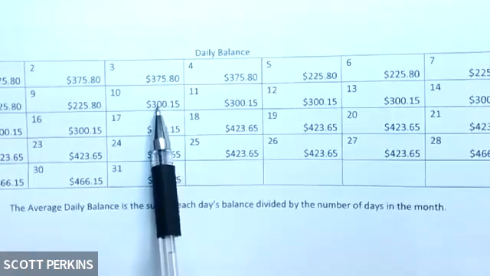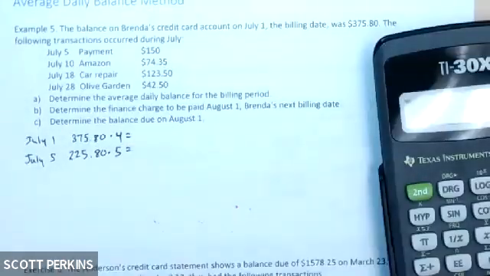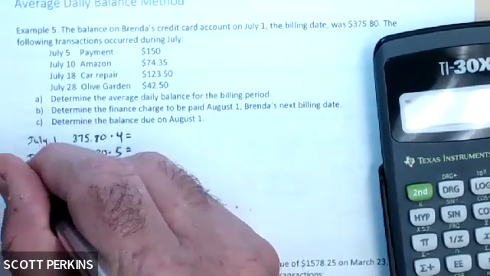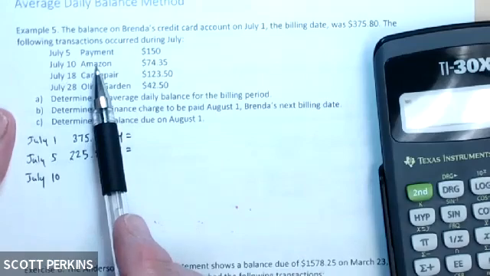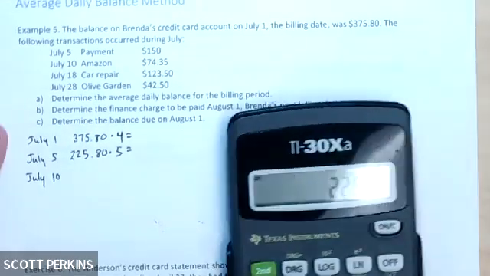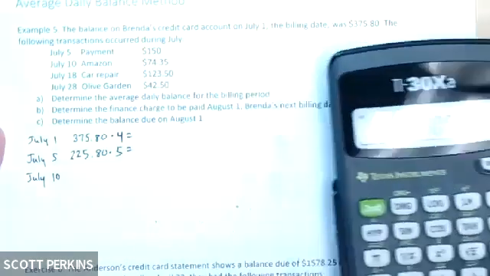So the next thing that's happening is on the 10th. No, we just did the 10th. No, the next thing that happens is on the 10th. So here we go, July 10th. On July 10th, Brenda makes an Amazon purchase of $74.35. So to the balance, I'm going to add $74.35, and that means my new balance is going to be $300.15.